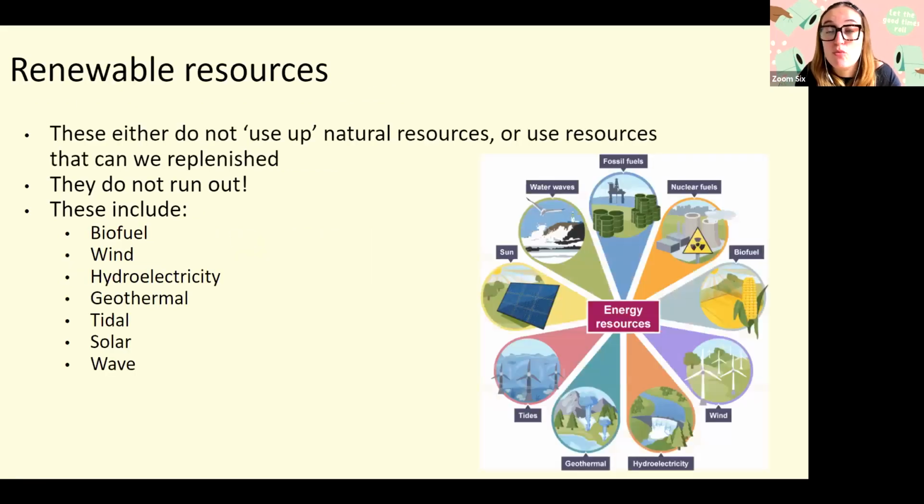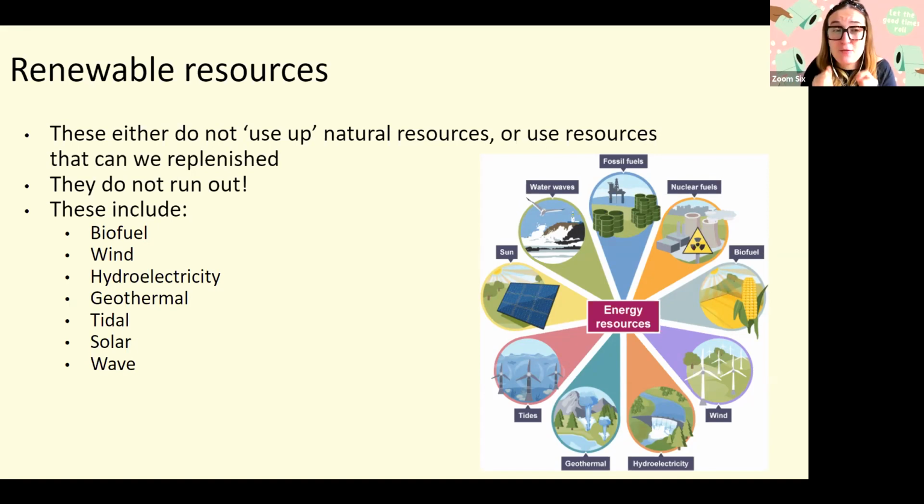Now, in general, renewable resources include ones that are not as harmful and not as polluting, but some of them can be a little bit in terms of visual and noise, but we'll go through that specifically. These do not use up natural resources, or use resources that we can't then replenish. So renewable resources will include things like biofuel, where crops are grown specifically to be used as fuel. Now that's using them up, but we can replenish them, we can plant them again. It doesn't take that long for them to grow, and we can get that resource back again to use again.